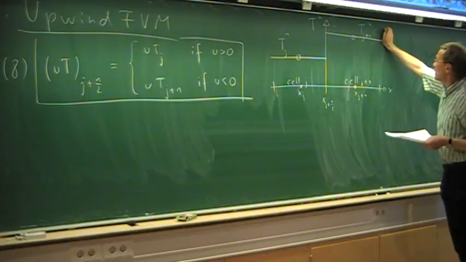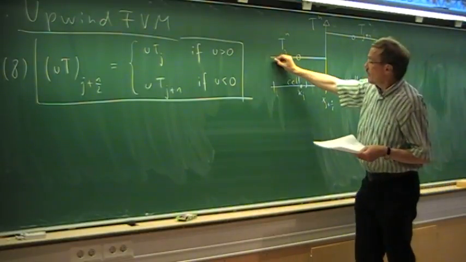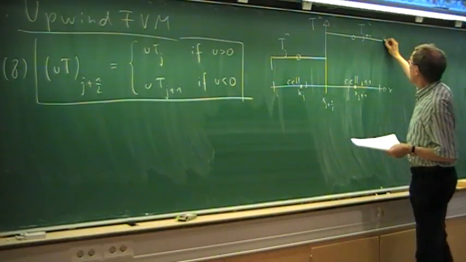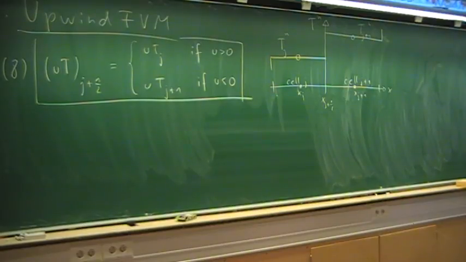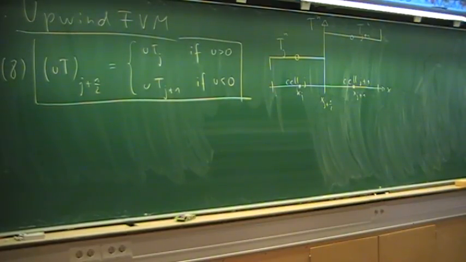Likewise in the next cell, here we might have another value. We don't care about that at the moment. And then we simply solve that exactly. This problem to get the value at the new time step. So what will happen?